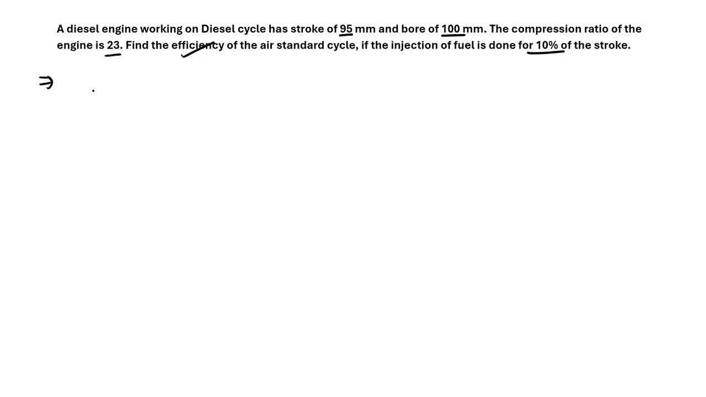So firstly, if you look at the geometry of the engine, let us consider it as a cylindrical engine, which is many times considered as the cylindrical geometry only. So you have 95 mm as the stroke. The stroke is nothing but the distance between the top dead center of the engine and the bottom dead center of the engine. So this is the stroke length. And the bore is nothing but the diameter of the cylinder, or the diameter of the piston also, which is 100 mm. So this is the diameter of the cylinder.